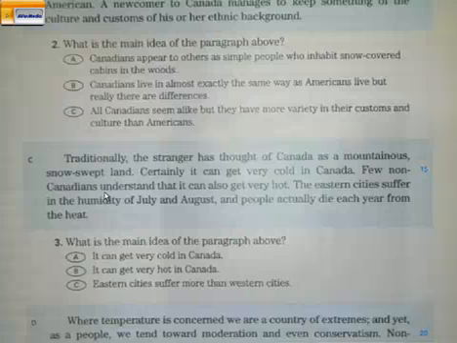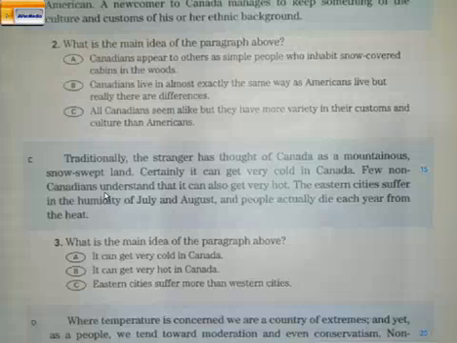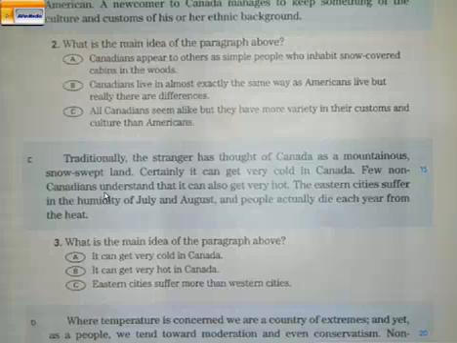If this is the case, then C is the correct answer, because if we chose A, B is also correct, because it can get very hot and also it can get very cold in Canada. But C, eastern cities suffer more than western cities, I think this choice covers both A and B.